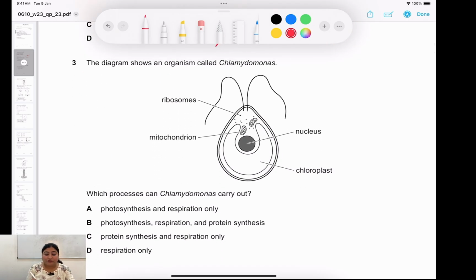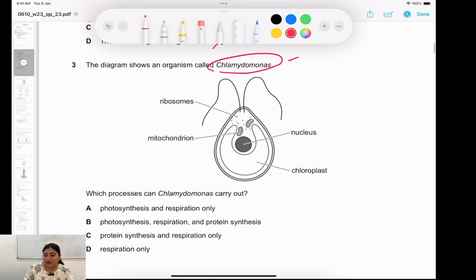Now here, you might have seen in the IGCSE book, in some of the books, there's the diagram of Chlamydomonas. So for your further information, I'm telling you, it belongs to the kingdom Protoctista. It is from the kingdom Protoctista. Okay, now let's see which option is suitable as per the given options you have.